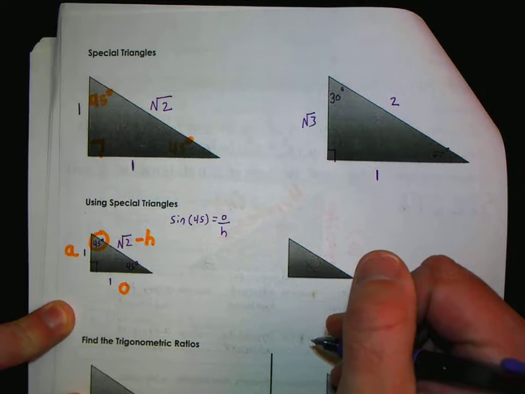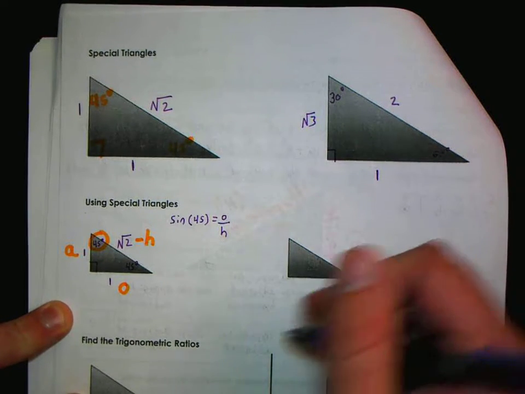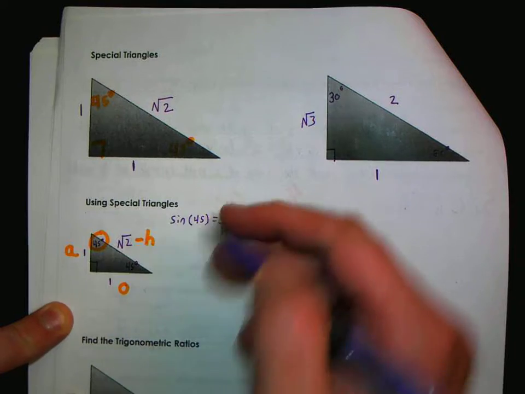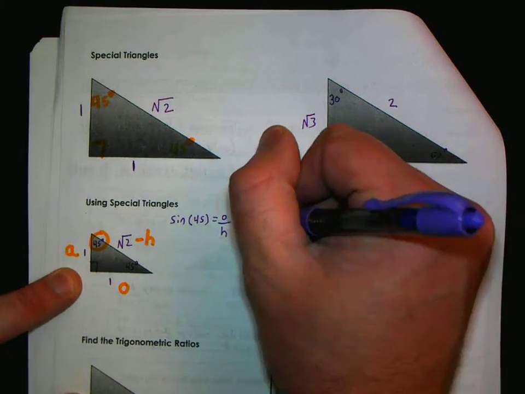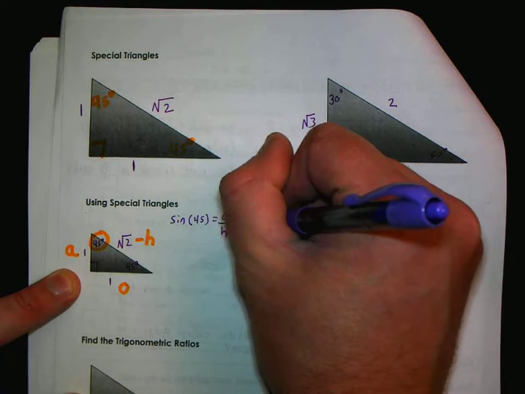So, S-O-H. So O is 1, and H is square root of 2.